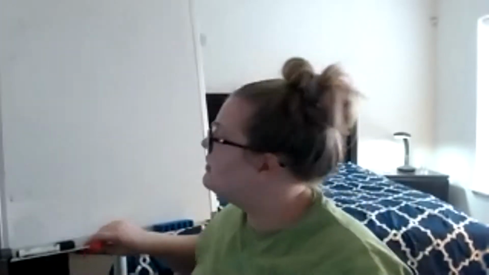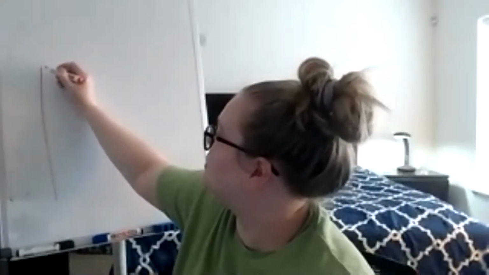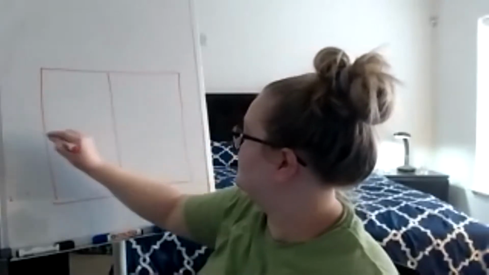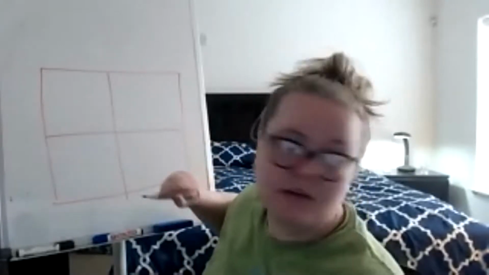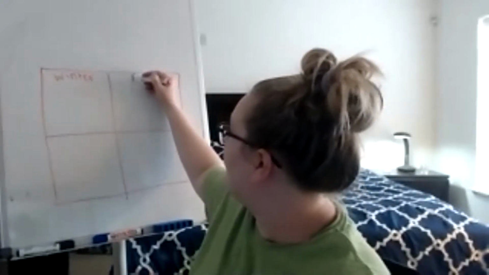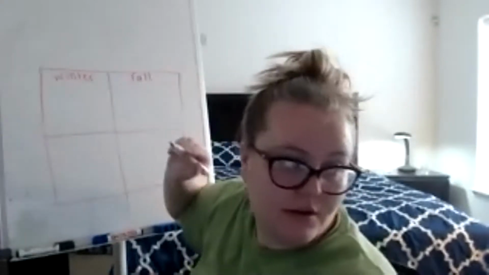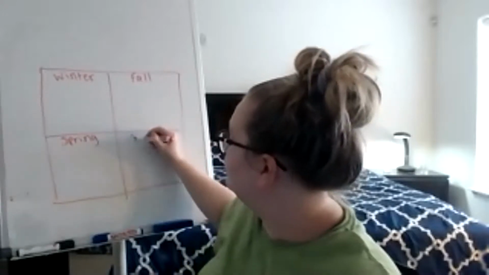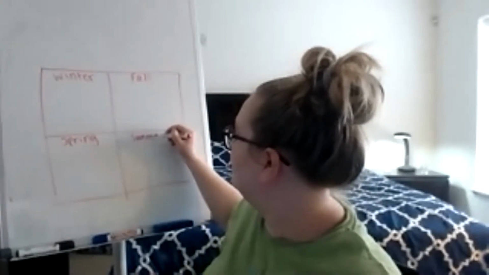So this is what it looks like. And you can do this. It said on a piece of paper or on the sidewalk with chalk. So you're going to draw this. It says winter, fall, spring, and summer.